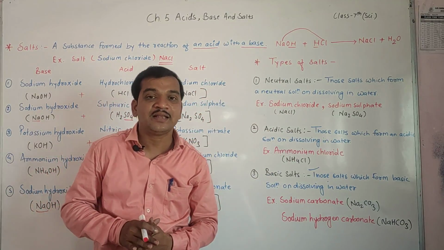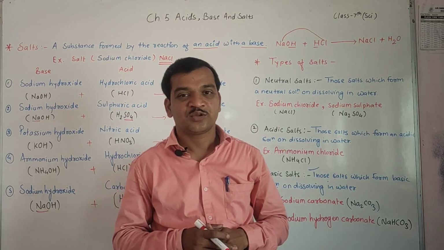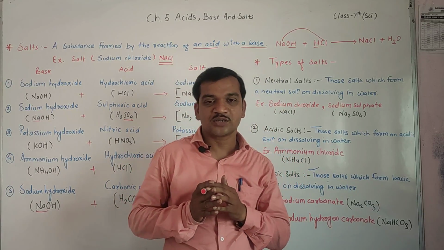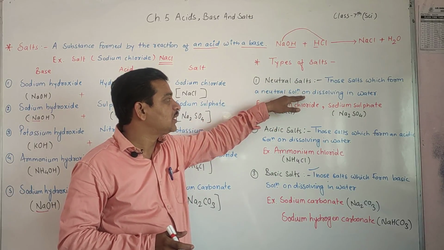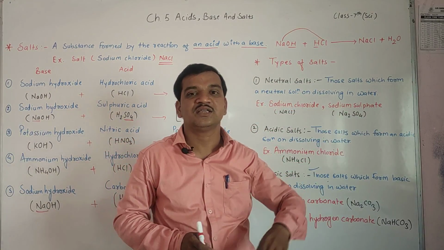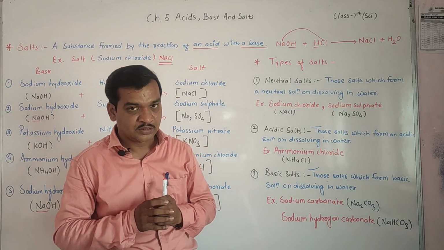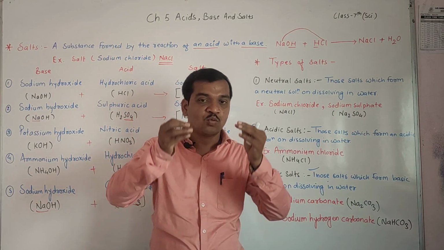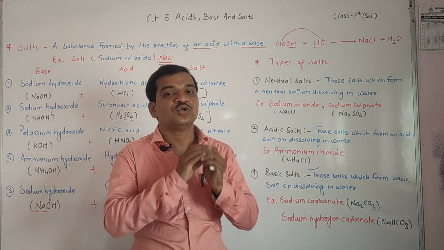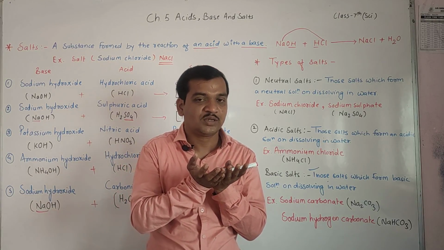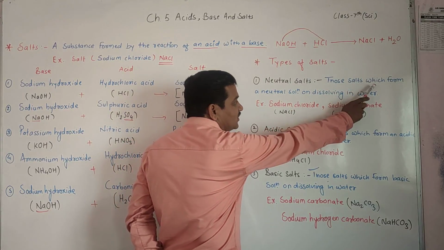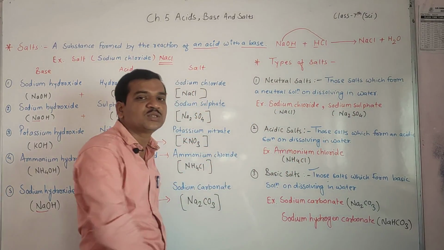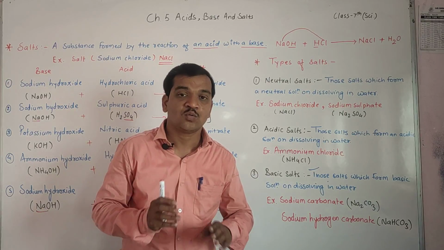Okay. So what is meant by the neutral salts? Okay students, what is meant by neutral salts? The salts which form a neutral solution on dissolving in water. ऐसे सॉल्ट जब वो वाटर में डिसॉल्व होते हैं तो न्यूट्रल सॉल्यूशन बनता है. ओके, दैट इज कॉल्ड द न्यूट्रल सॉल्ट. Those salts which form a neutral solution on dissolving water.